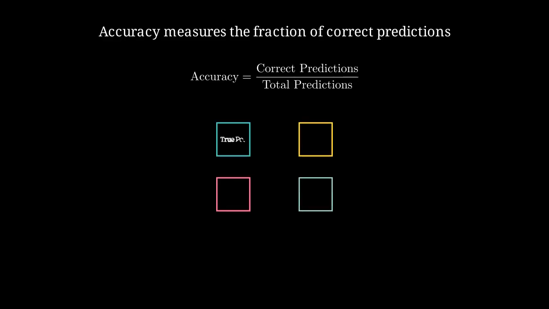We need to measure how well our classification model is performing. Accuracy is simply the fraction of predictions that the model got correct. Accuracy equals the number of correct predictions divided by the total number of predictions. A confusion matrix shows us true positives, false negatives, and true negatives, giving a complete picture of model performance.